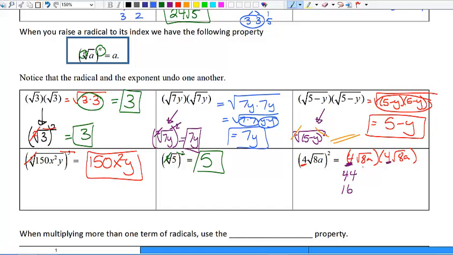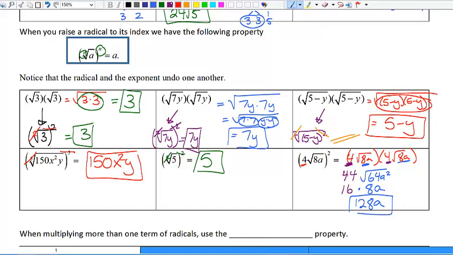And then I can multiply my 2 insides together. That's the square root of 64a squared. The square root of 64 is 8. The square root of a squared is a. So when I multiply 16 times 8a, I'm getting 128a.